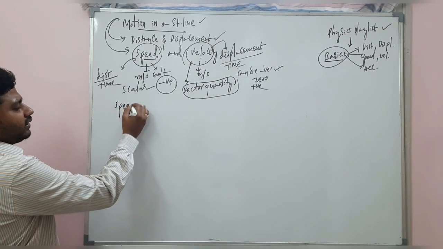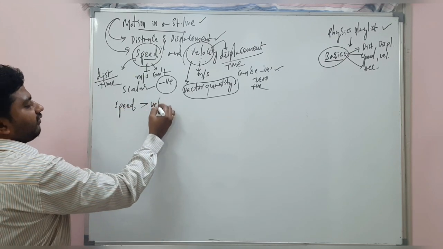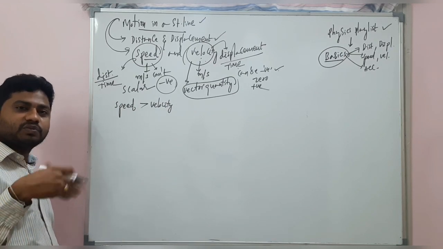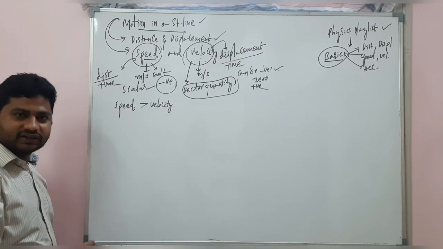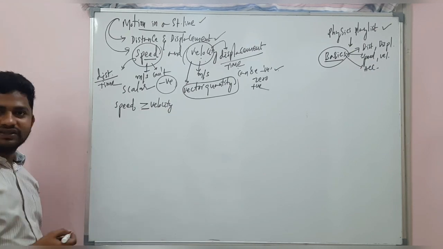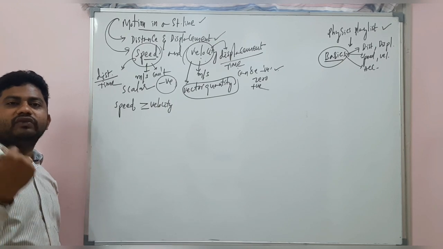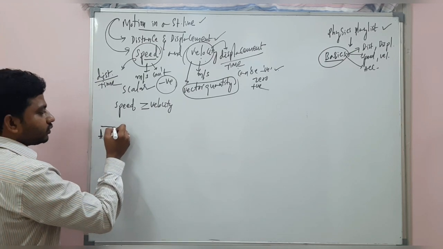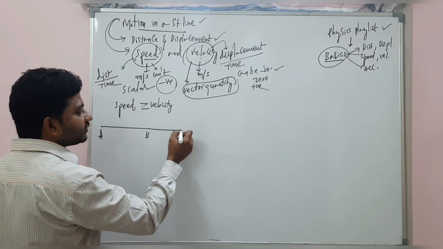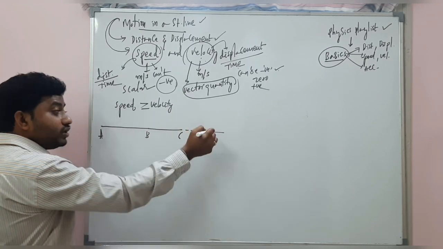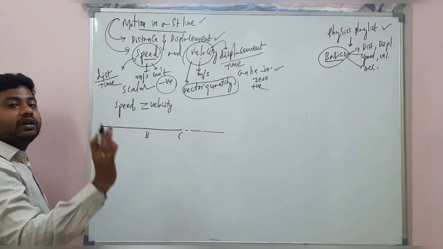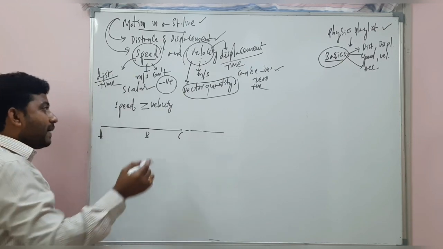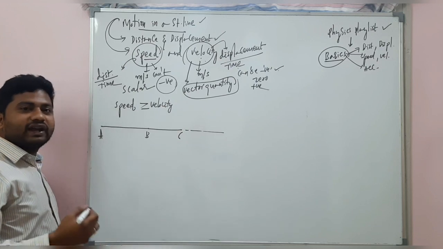And the speed will always be greater than velocity, as long as the body is moving continuously. Speed can be equal to velocity as long as the body is moving in a straight line without turning back. See here, the body started from A, reached point B, reached point C, and so on. It should never come back. If it comes back, speed will never be equal to velocity. I am talking about the magnitudes.